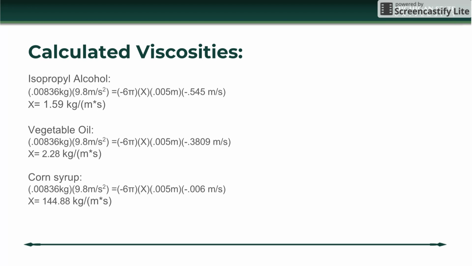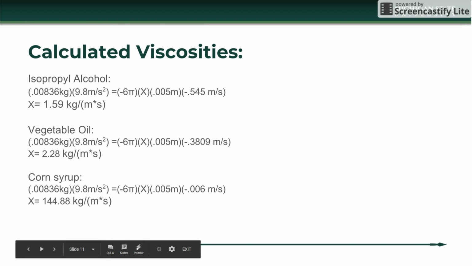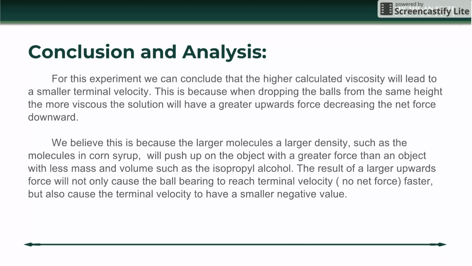and the smallest being the isopropyl alcohol at 1.5 kilograms per meter per second. These corresponded with the slopes for our position versus time graphs, leading us to believe they are directly correlated. For this experiment, we conclude that the higher calculated viscosity will lead to a smaller terminal velocity. This is because when dropping the balls from the same height, the more viscous solution will have a greater upwards force, decreasing the net force downwards.